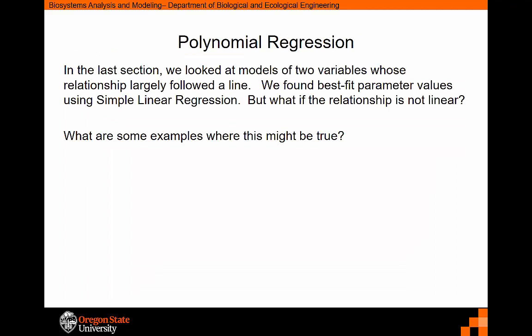First, let's look at models containing a relationship between a single explanatory variable and a response variable that is described by a more complex relationship than just a line. What are some examples of such a relationship?